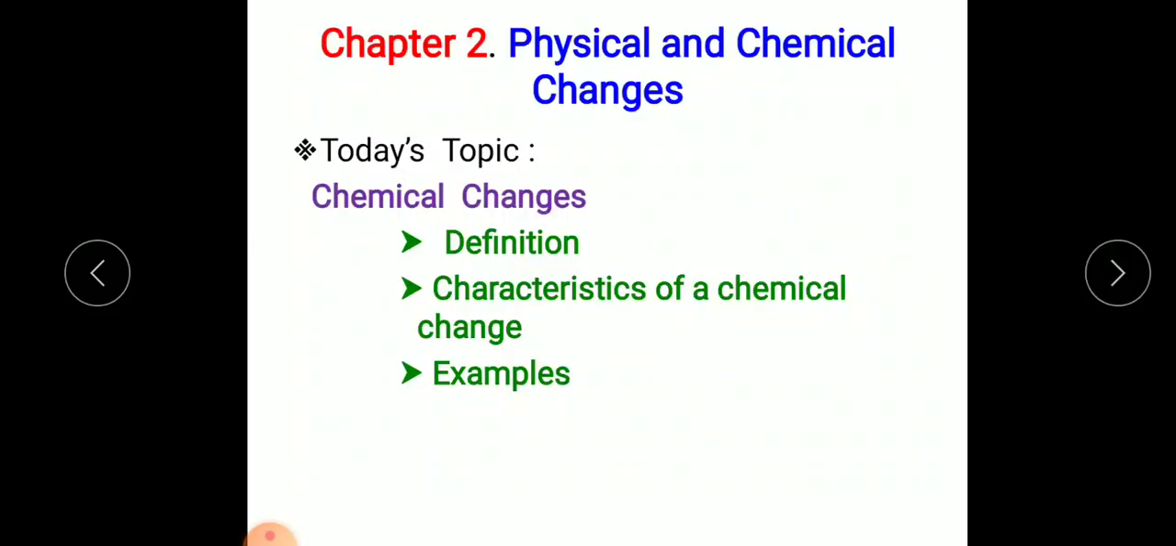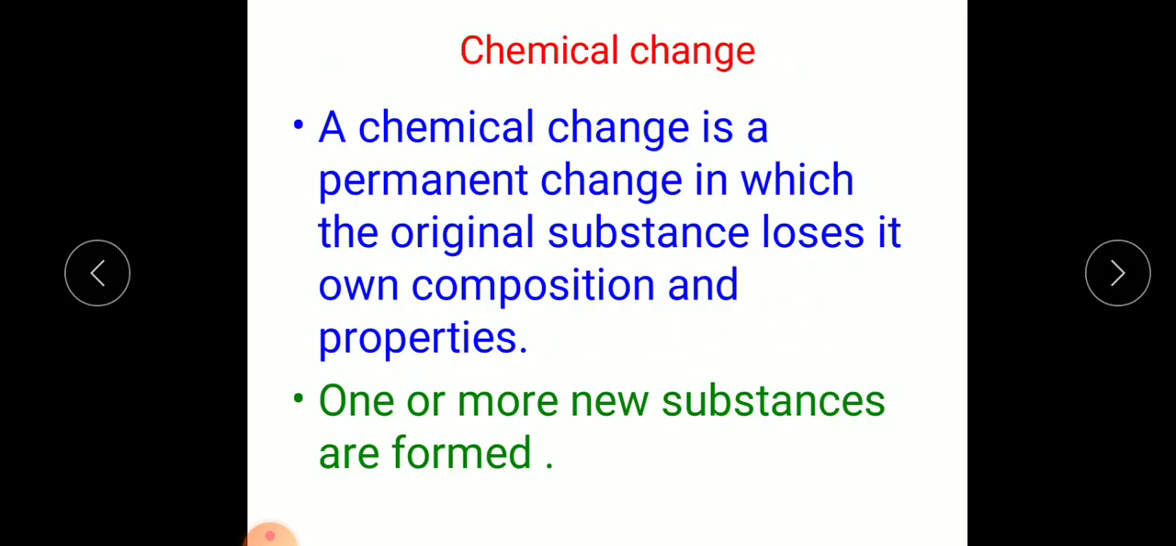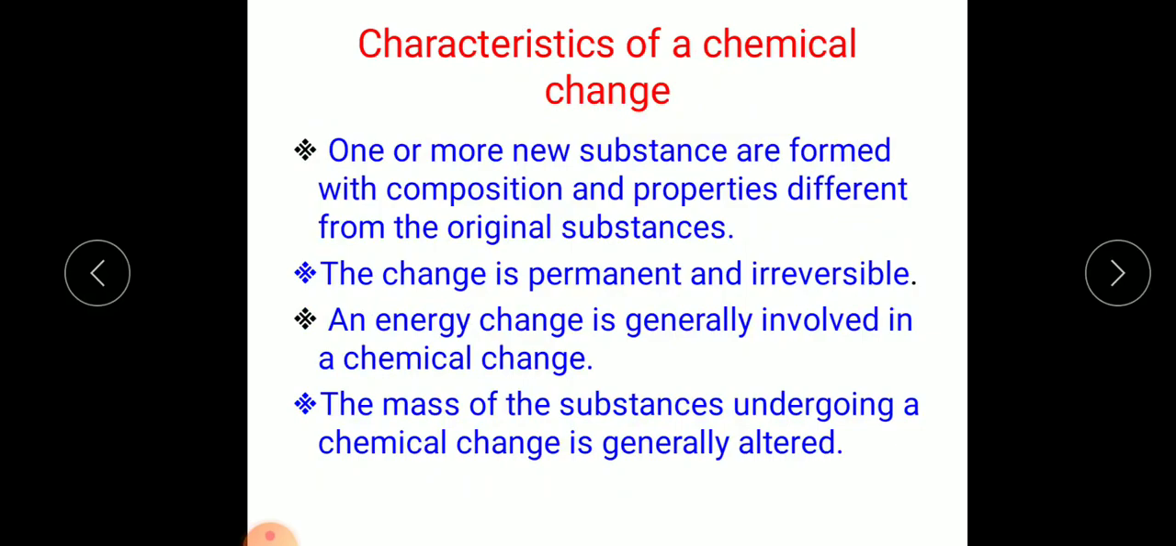Now today's topic, the previous was also today's topic only, because in last class we did not cover it. So once again we'll see chemical changes, definition, characteristics of a chemical change, and examples. A definition of chemical change: a chemical change is a permanent change in which the original substance loses its own composition and properties. So chemical change is a permanent change where a new substance is formed, or the original substance loses its composition and properties. That means a very new compound is formed. One or more new substances are formed.